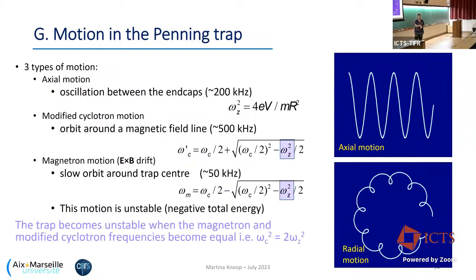So you can write down not really the stability parameters like for a Paul trap. This is very different, but what you can show is that the trap becomes unstable when the magnetron and the modified cyclotron motion become equal. So when omega c squared equals 2 omega z squared, then the trap becomes unstable. So you have to design your trap in order not to fall into this regime.